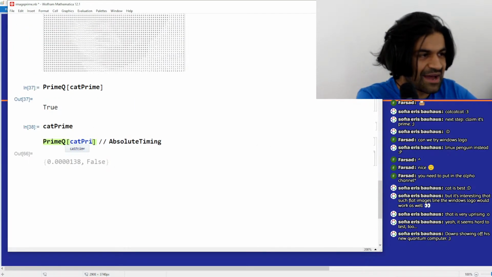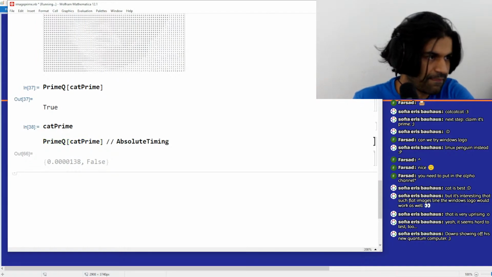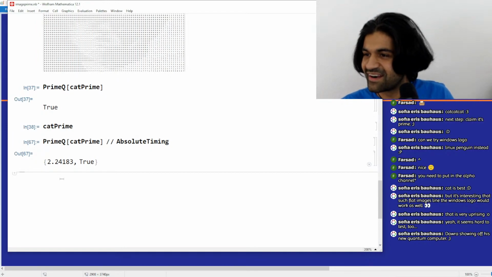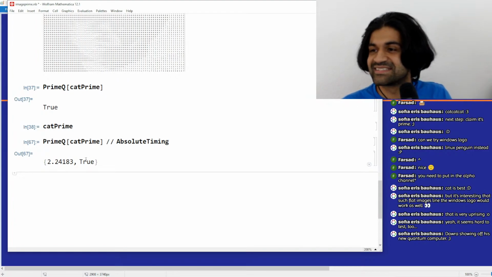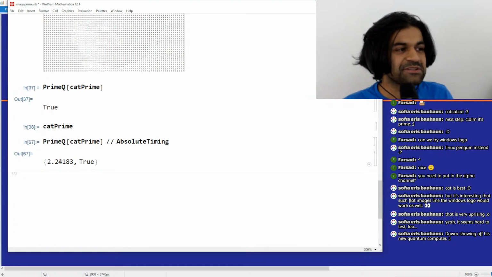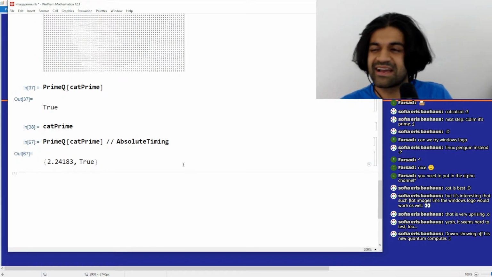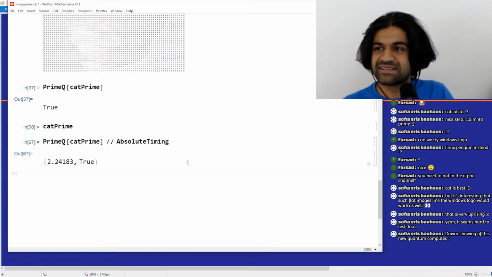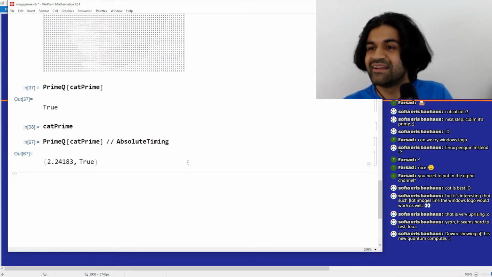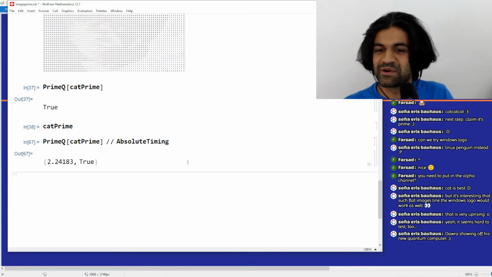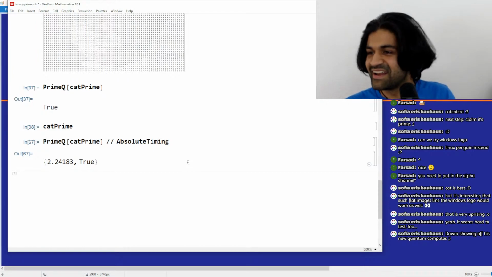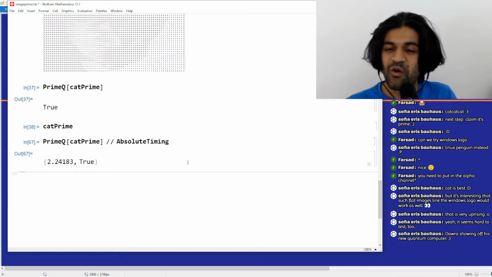So if I actually put in the cat prime, which is the number that I'm using, this one took a little longer. It actually took about 20,000 times longer. Still very fast. It was able to tell me in about 2 seconds that a number was prime, and it only seems to take 0.00001 seconds to tell when a number is not prime. Come on, that's wild, right? What is happening here?